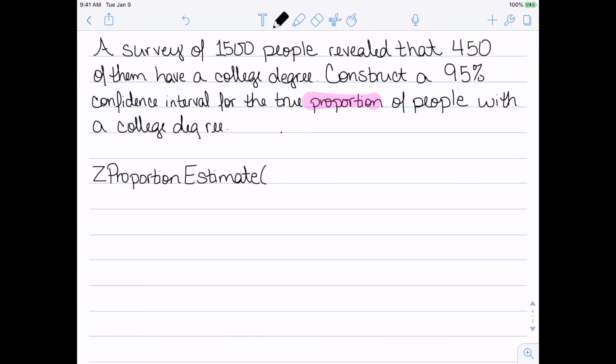The next thing we need is the sample proportion. And in the last problem that was given to us, but in this problem it's not, so we're going to have to actually form it. We know that we had 450 people out of 1,500, so it would be 450 over 1,500. The next thing we need is the sample size, which is 1,500. And finally, we need our confidence level, which is 0.95. Now we can move over to the graphing calculator and see about figuring out what this confidence interval is.